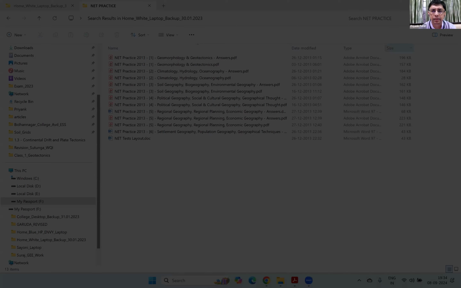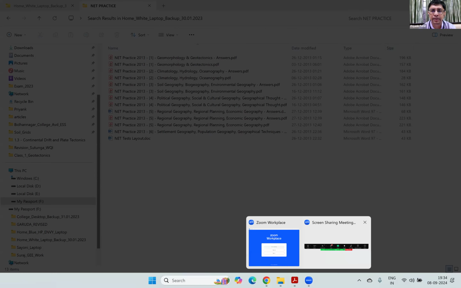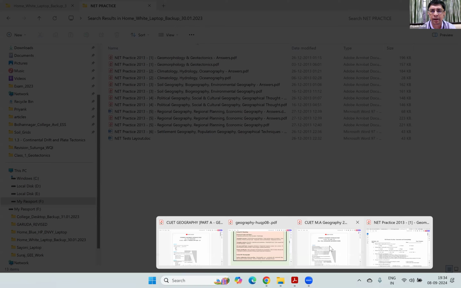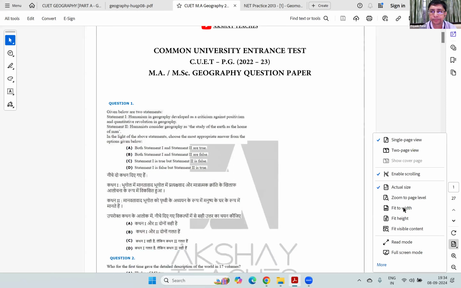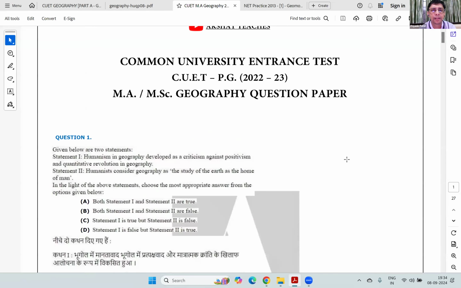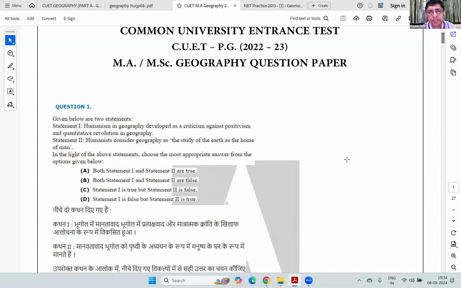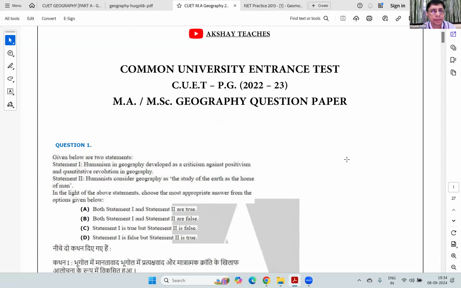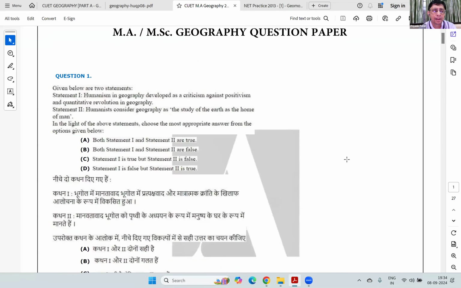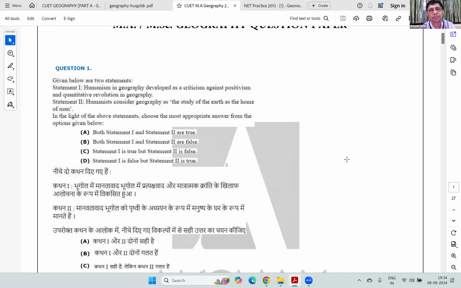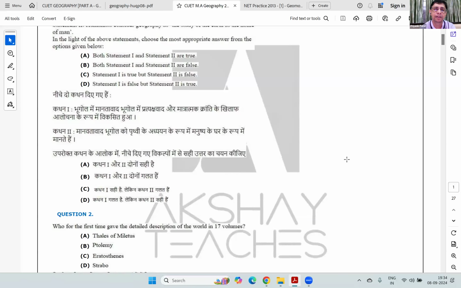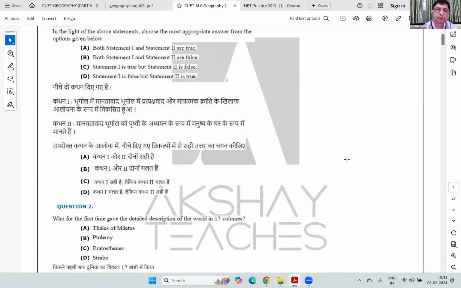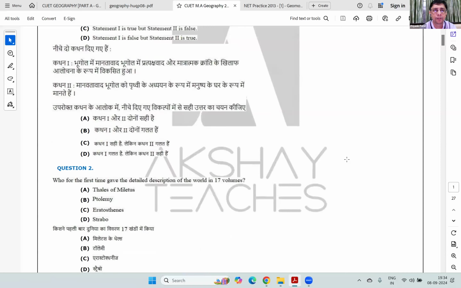Right. So this is the CUET paper that IIARI gave to me. So let us just have a look at this. This is the MAMSC, 2022-23, the MAMSC geography question paper. And I am here to mainly discuss the physical geography part with you. There will be other teachers to come and discuss the other parts of geography with you. So I'll talk more about geomorphology.